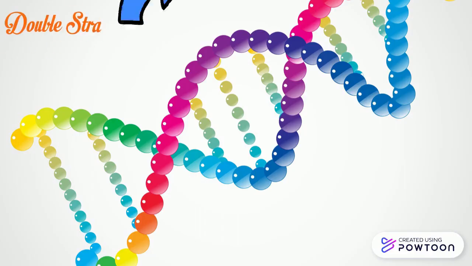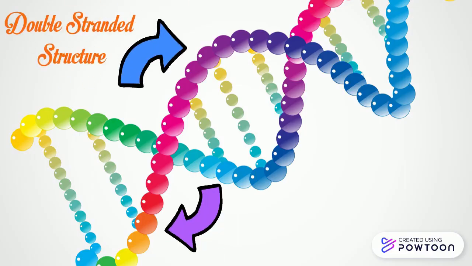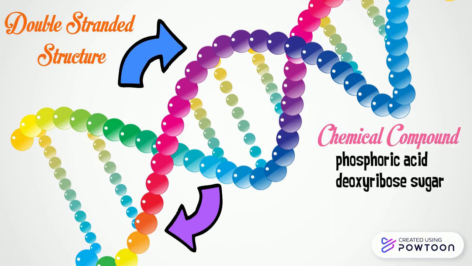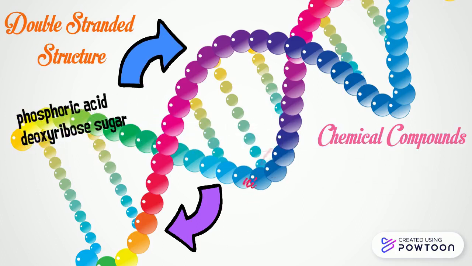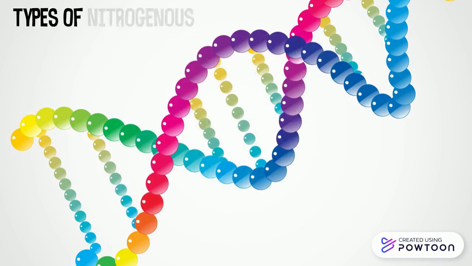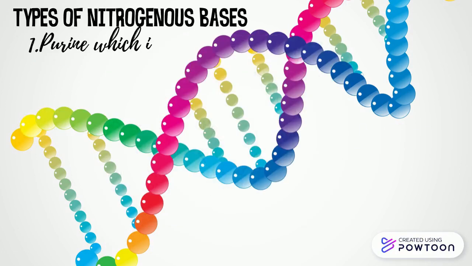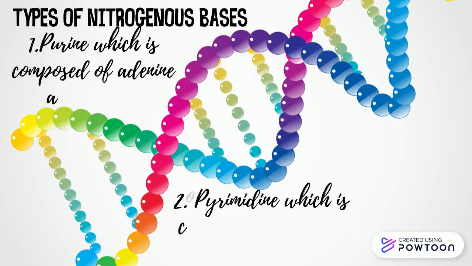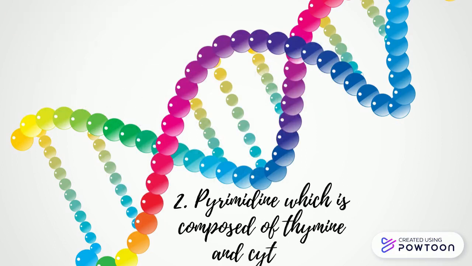DNA is a double-stranded structure that is composed of chemical compounds which are made of phosphoric acid, deoxyribosugar, and nitrogenous bases. There are two types of nitrogenous bases. One is purine, which is composed of adenine and guanine. Two is pyrimidine, which is composed of thymine and cytosine.